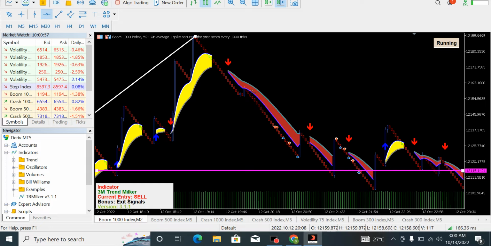You can see this is the trend. It has shown right here. This is coming from the resistance zone. Your major resistance zone is very important. So once this is coming from a major resistance zone, then you are good to go.